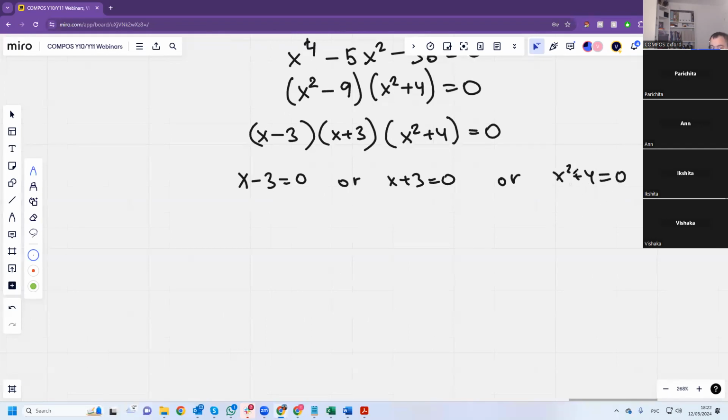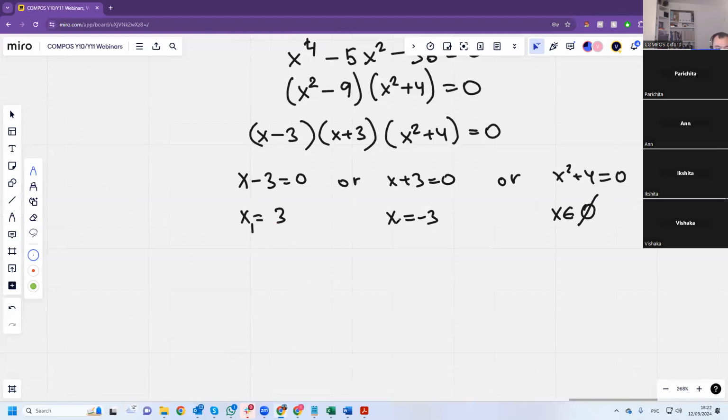Because x squared is a positive number, plus 4 makes it positive. A positive number cannot equal 0. That's not possible, so there are no solutions here. x equals minus 3, x equals 3.